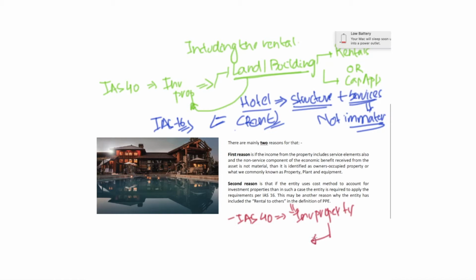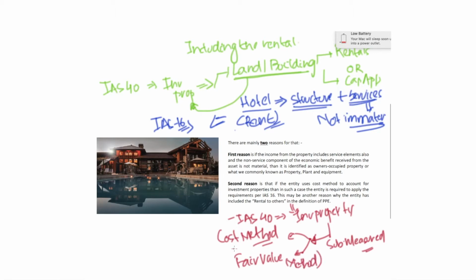Now, IAS 40 gives an option in respect of subsequent measurement. After you initially recognize an investment property, it gives two options to the entity. Either the entity can go for the cost method or the entity can go for the fair value method. We're not going to discuss the fair value method here. We have a detailed video on the fair value method.